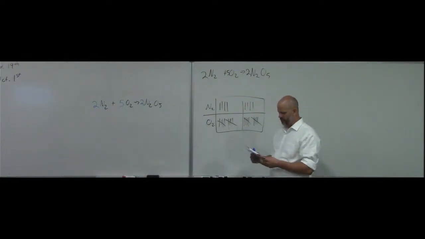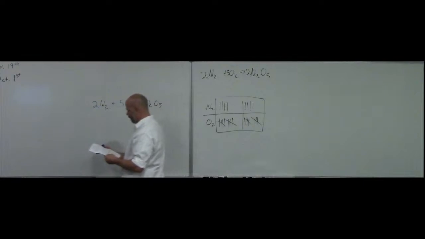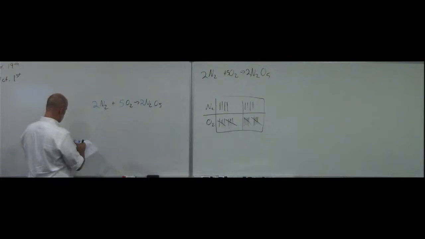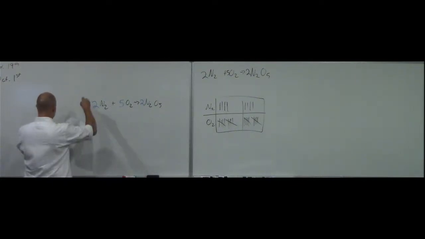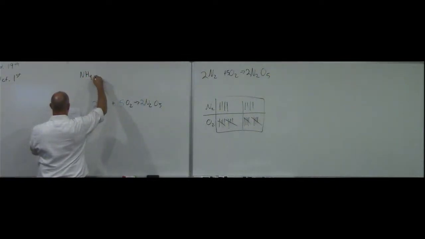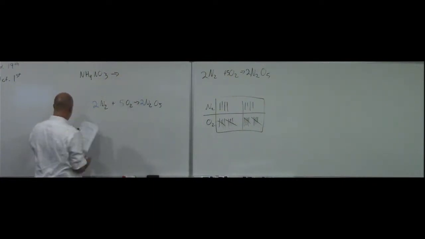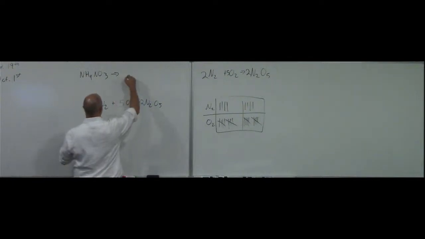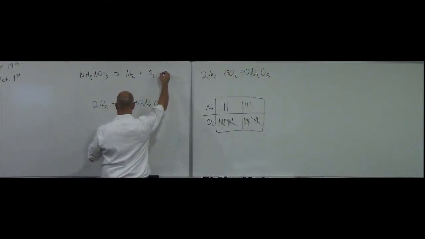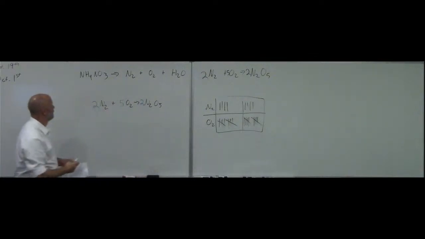Write a balanced equation for the decomposition of ammonium nitrate to form molecular nitrogen, molecular oxygen, and water. Okay. So we're doing ammonium nitrate. That's NH4NO3. Okay. This thing decomposes. In other words, it just breaks apart into some stuff. It breaks apart into nitrogen gas, and into oxygen gas, and into water. Okay? Let's play with that.